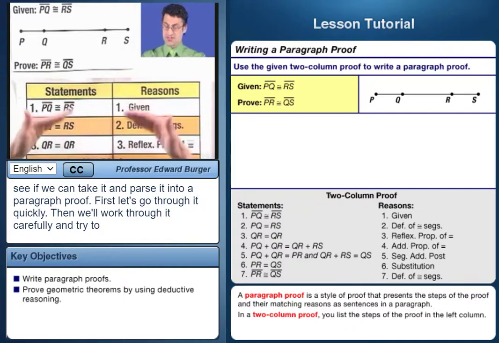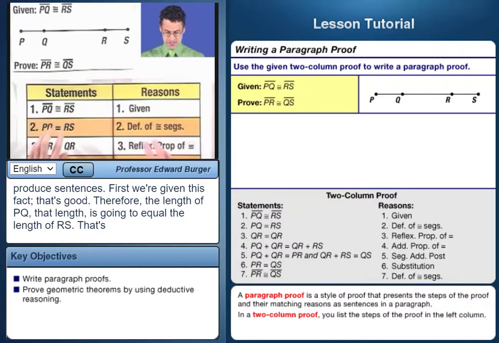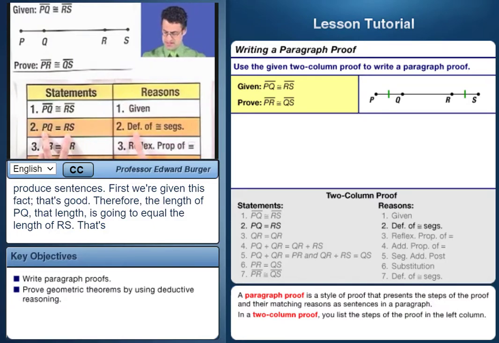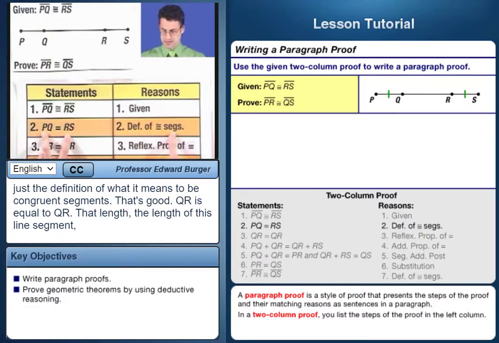paragraph proof. So first, let's go through it really quickly, and then we'll work through it carefully and try to produce sentences. So first of all, we're given this fact. So that's good. Therefore, the length of PQ is going to equal the length of RS. That's just the definition of what it means to be a congruent segment. So that's good.